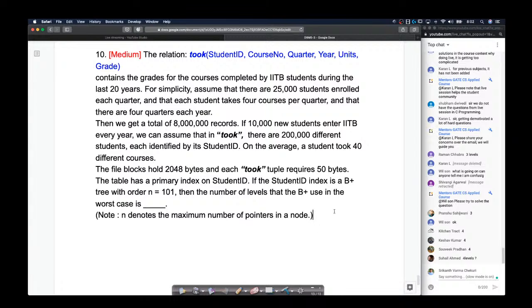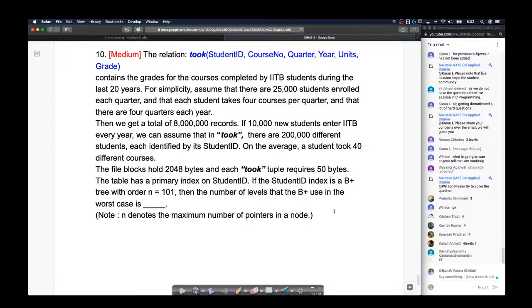This is a very real world question. I love the fact that this is an actual system that you'll encounter in the real world.